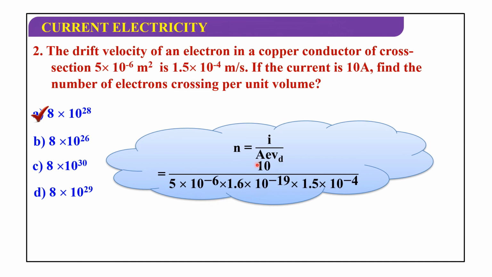How is it now? See here, n is equal to I by A e Vd. Substituting the values, I is given as 10 amps, so 10 by 5 into 10 to the power of minus 6 into the charge of electron, 1.6 into 10 to the power of minus 19, into the drift velocity given as 1.5 into 10 to the power of minus 4. By substituting all this, we get 8 into 10 to the power of 28.